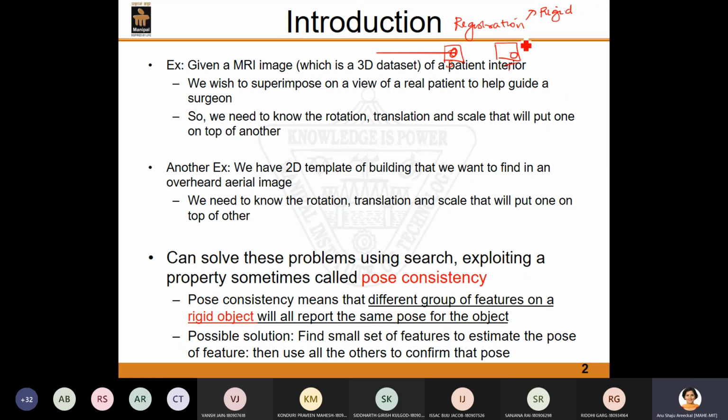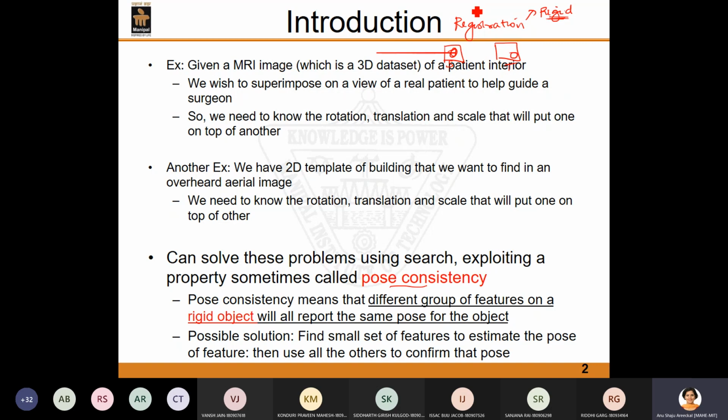This particular assumption in the rigid registration, the registration techniques that deal with such rigid objects, is what you call rigid registration. And for rigid registration, what we assume is pose consistency. What that means is that the pose of the object would remain the same throughout the different images which are to be registered or which are under consideration for registration. So that is one type.